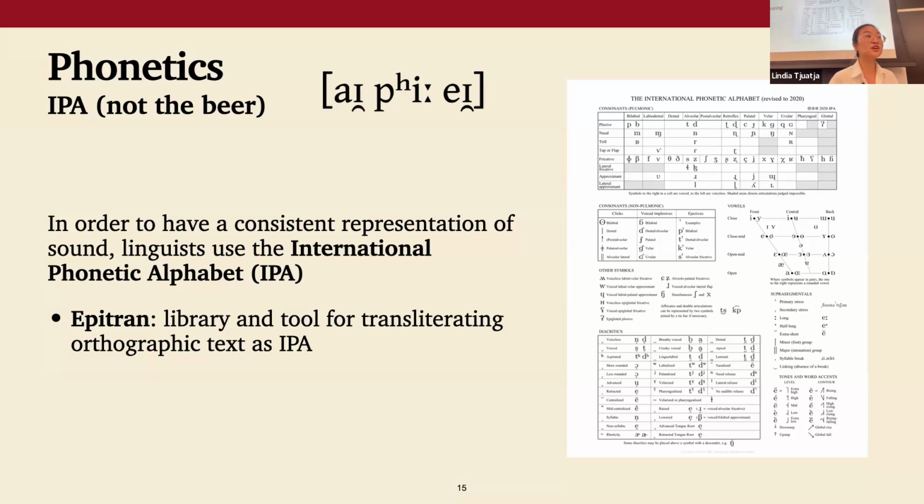It basically categorizes a bunch of sounds and then shows you the exact character to write to represent that sound. One computational tool that you can use to convert from some orthography to IPA text is Epitran, which was actually developed by David Mortensen here in LTI.